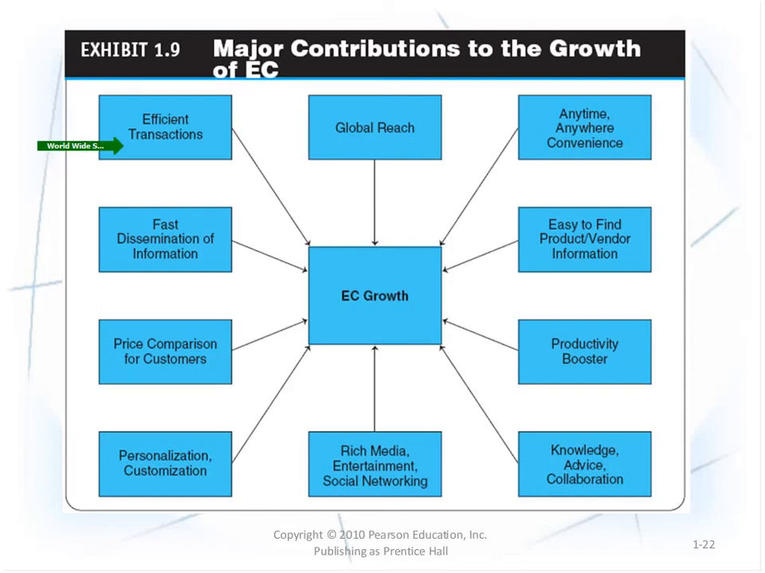Efficient transaction, fast dissemination of information, price comparison for customers. You can go to different websites. For example, let's say you're going to buy a laptop. You go to HP.com, Dell.com, Sony.com, all the different websites, check their laptops, features, components and prices, everything you can check, and then you make up your mind and buy your laptop. So you can compare the prices online.